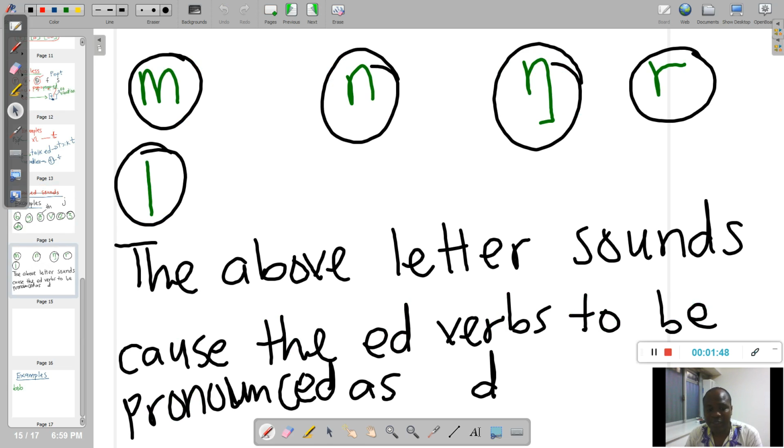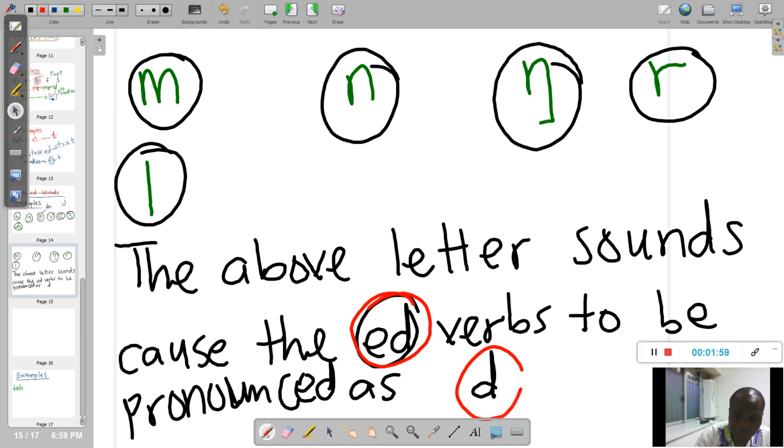The above letter sounds cause the ED verbs to be pronounced as d. Remember the ED verbs, we are looking at the ED verbs. So the sound is going to be d. If you could remember, you realize that when we were talking about the voiceless sounds, we said that they change all the ED verbs into the sound t. That's how we saw examples like walked, talked, popped. So now we are looking at the voiced sounds, and the voiced sounds also change the ED verb to be pronounced d.